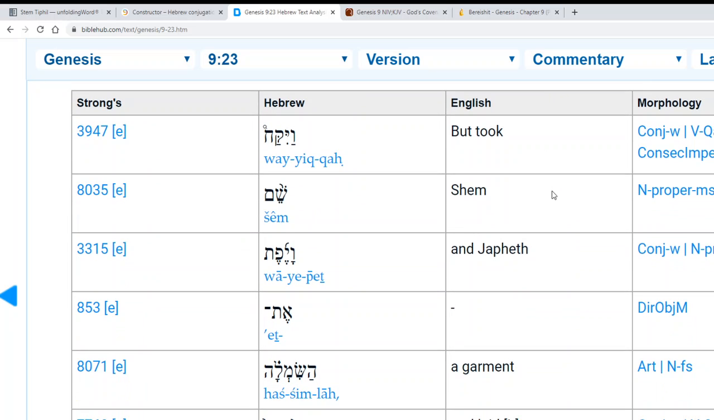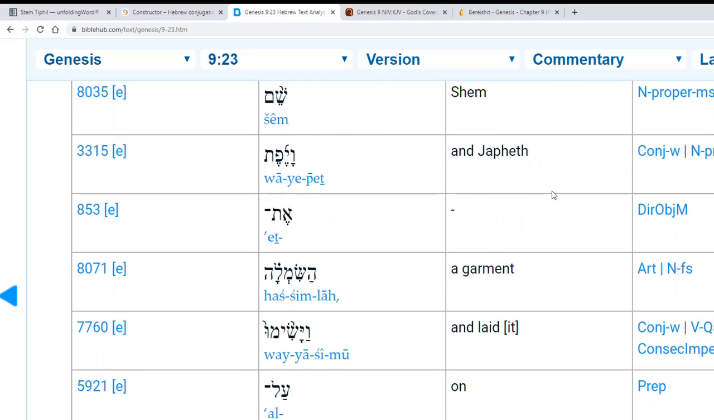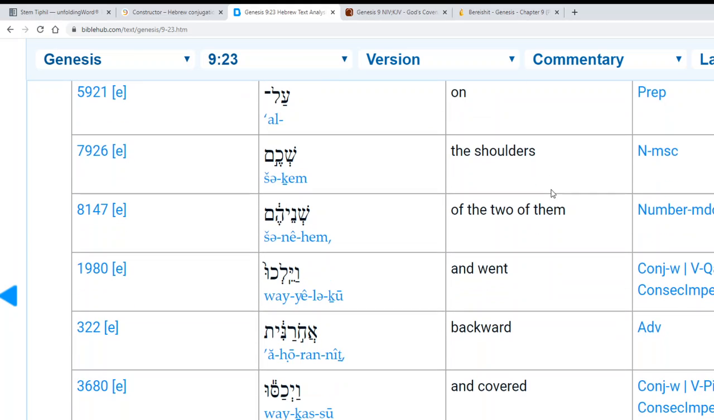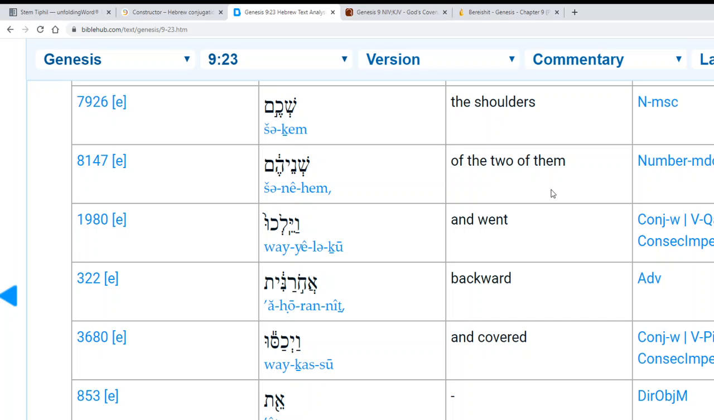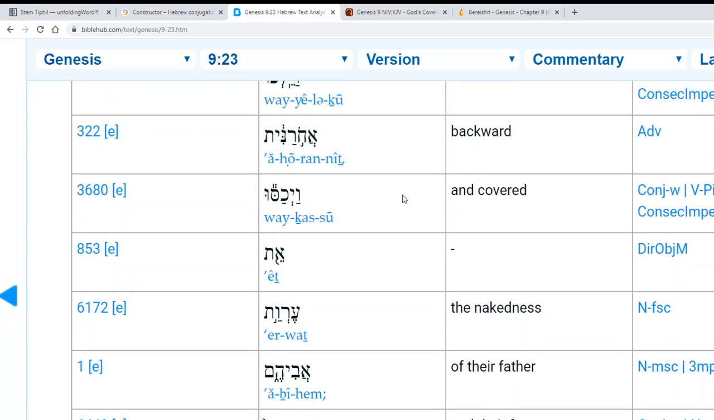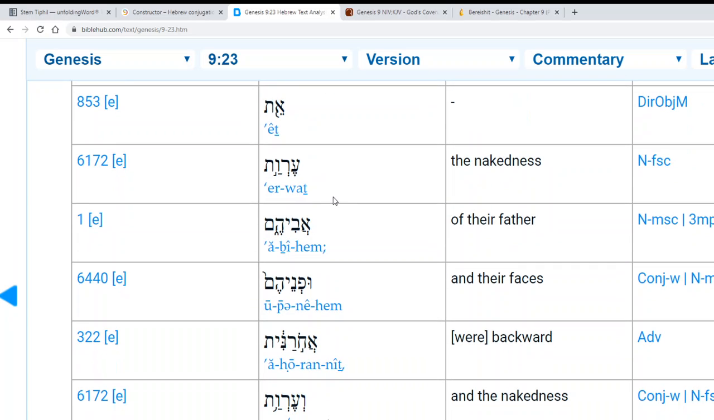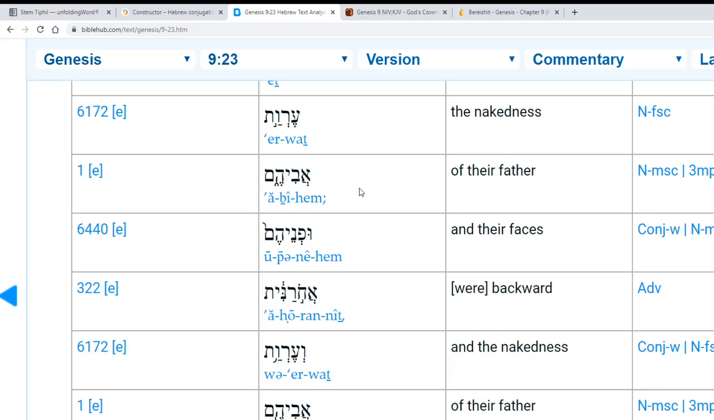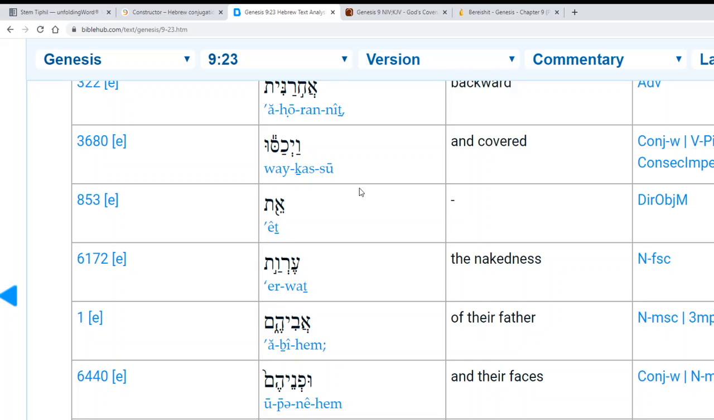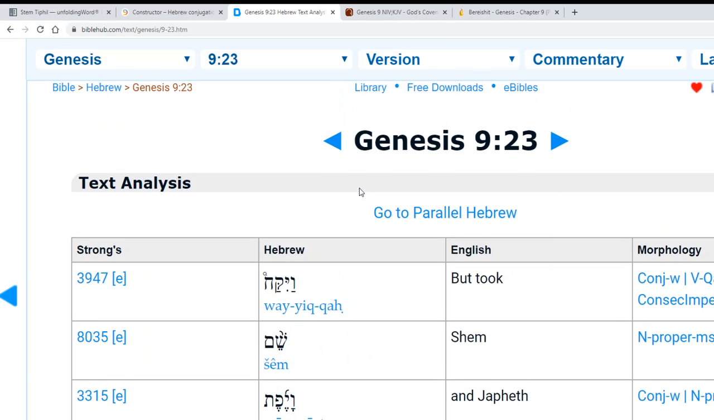Vayikach Shem vayefet et hasimla vayasimu al shechem shnehem vayalchu achoranit. Interesting way of putting it. Achoranit. Vayechasu et ervat avihem ufnehem achoranit ve'ervat avihem lo ra'u. Okay, so these were bashful people.